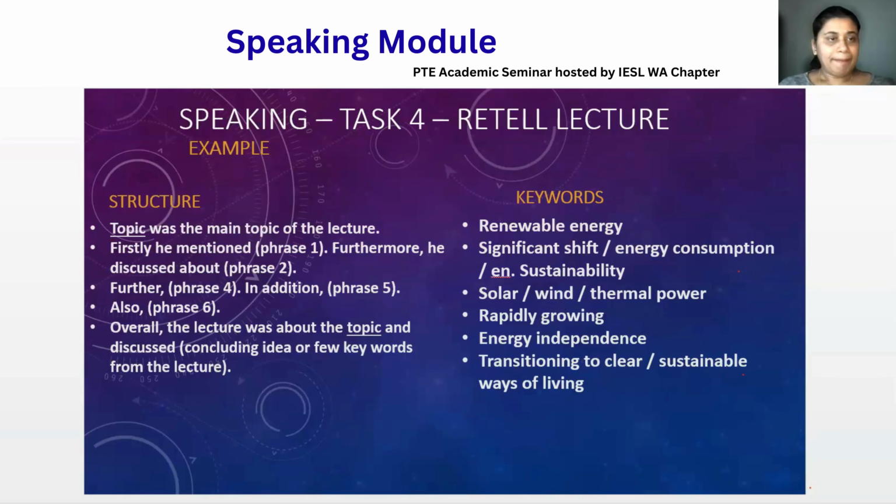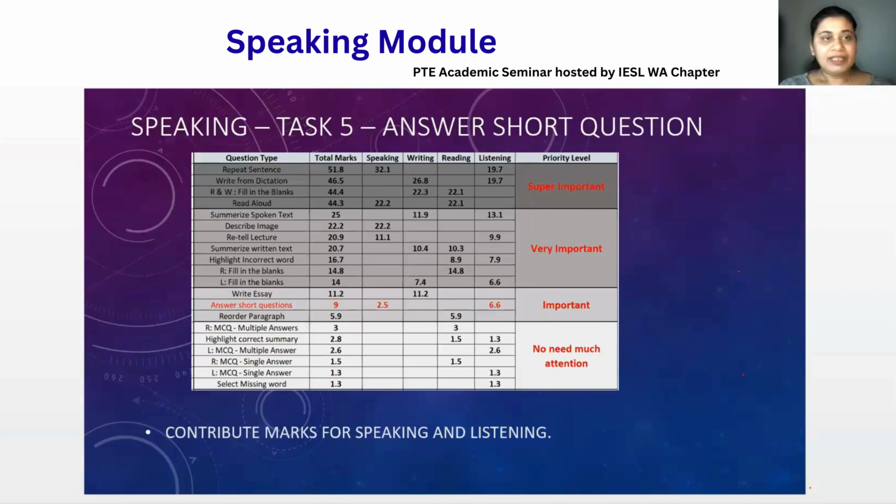Right. Now, I will go to the fifth question type. That is the last question type in speaking. As you can see here, this is not very important. You will only be given roughly 2.5 points for speaking, and you will get about 6 points for listening. You do not need to waste much time practicing answer short questions just before the exam, 1 or 2 weeks before. Just try to practice the monthly prediction.